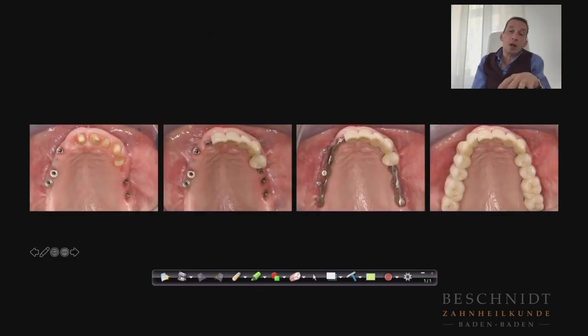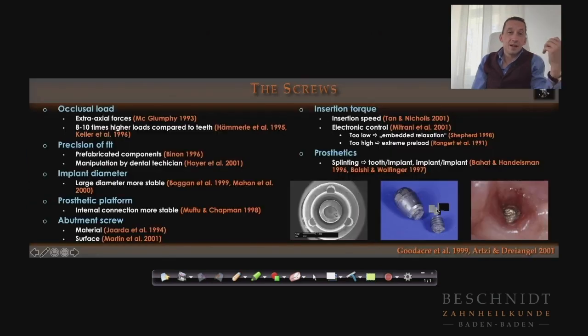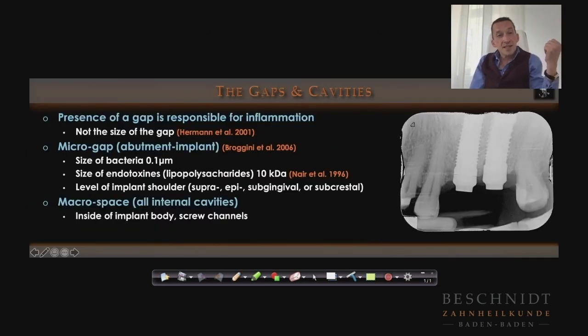So screwing on this bridge in the end looks very nice, but we have to know that in all these screw channels, we, at the end of the day, have bacteria. The gaps and cavities mean the presence of a gap is responsible for inflammation if the gap is open to the oral cavity. The micro gap might only be 10 microns, but the size of bacteria is only 0.1 micron. And the endotoxins, which are responsible for infections, are only some kilodaltons.